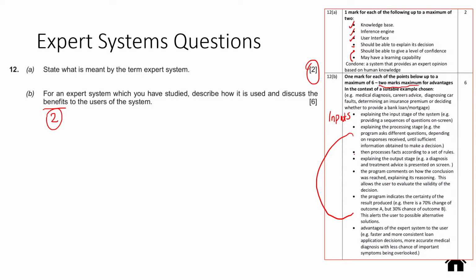Processes the facts according to a set of rules. Said that. Explaining the output stage, diagnosis and treatment advice. So I didn't say anything about outputs, but I should have done. I think I got all the 6 marks without saying that though. The program comments on how the conclusion was reached. So remember, a good expert system will explain its decision. And then we've got some advantages. Faster, more consistent loan applications, more accurate medical diagnosis, less chance of symptoms being overlooked.